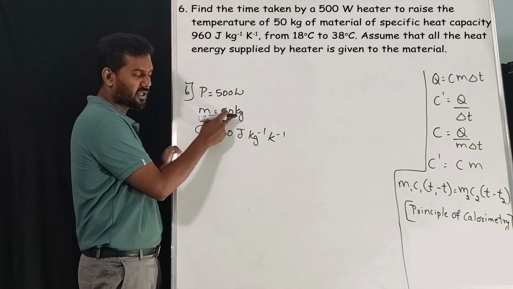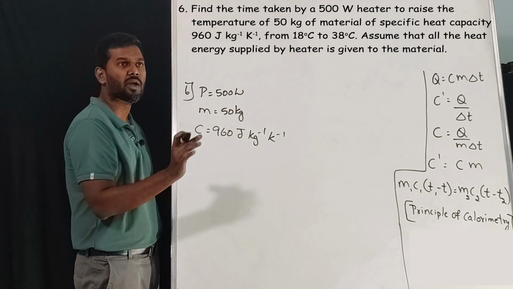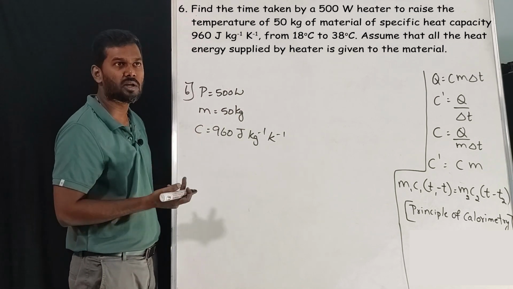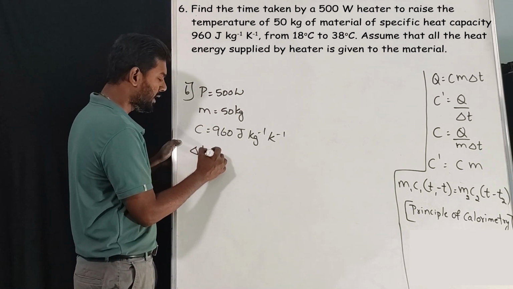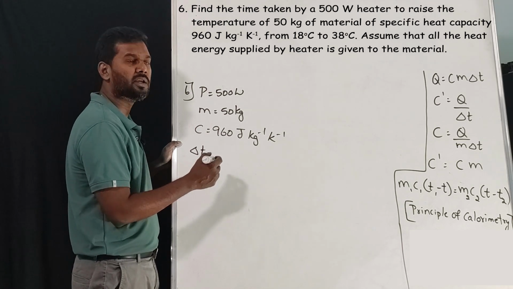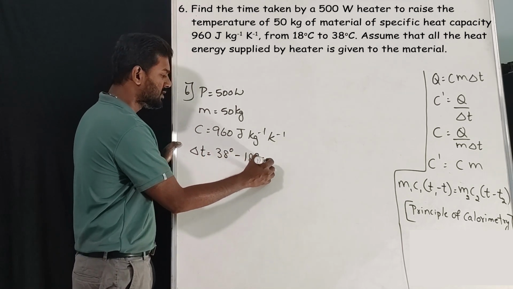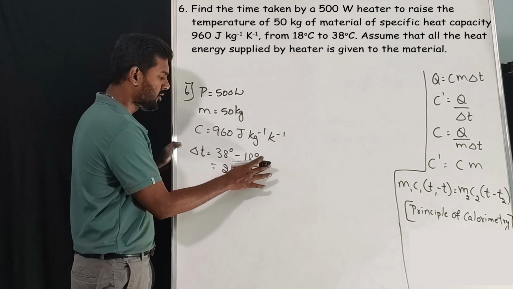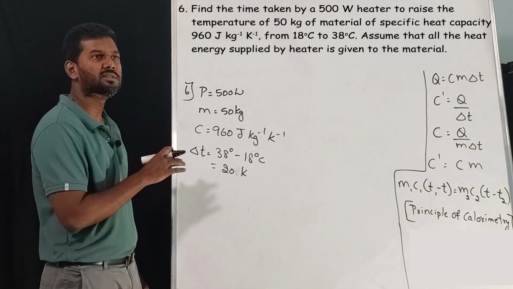See, this is in kg. The specific heat capacity is also in terms of kg. No need to convert into anything. If this was in terms of grams, you would need to convert this one into grams. Next, delta T. Delta T is 38 degree to 18 degree Celsius, that is nothing but 20 degree Kelvin, no degree for Kelvin, or 20 degree Celsius. Okay, these are the given data.